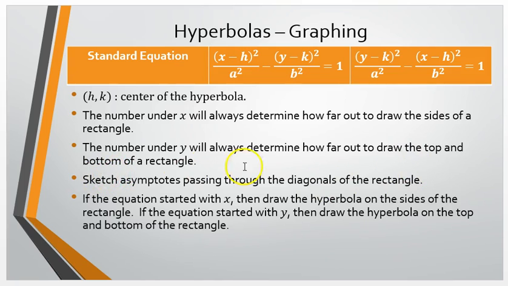Next, if you look at the corners of the rectangle that you have filled in, you will lightly sketch some asymptotes passing through the diagonals. And then the last thing you want to look at is if the equation started with an x, if you have this case, then the hyperbola should be touching the sides of the rectangle and then approaching the asymptotes on the top and the bottom. So get closer and closer to the asymptote, but never cross it. If the equation instead starts with a y, so if you have the second standard form here, then the hyperbola should be just barely touching the top and the bottom of the rectangle you drew. And then again, they will go out to the sides, getting as close to the asymptotes as possible.